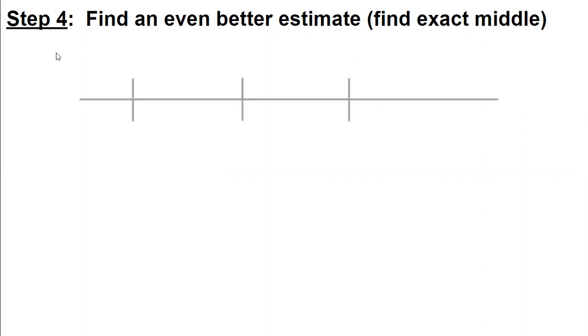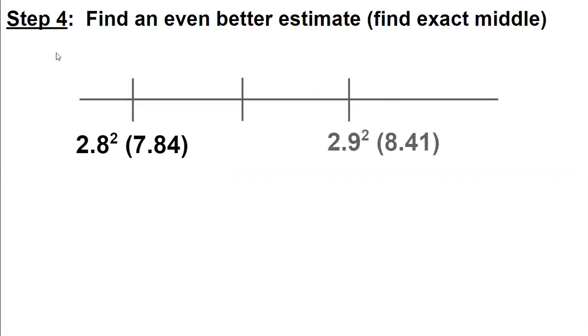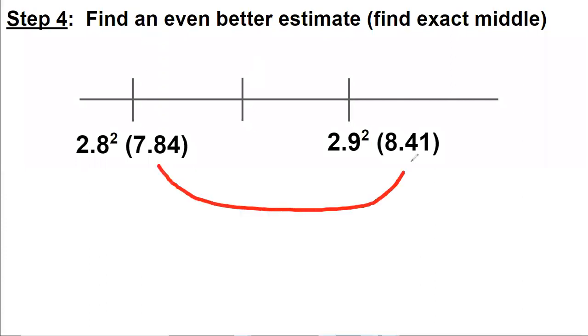Okay, so let's look. So we had our 2.8 now is going to be our lower limit. And 2.9 is going to be our upper limit. That's what we decided that the 8 was between. 8 was between 7.84 and 8.41. So now we're going to do the halfway mark in between 2.8 and 2.9.